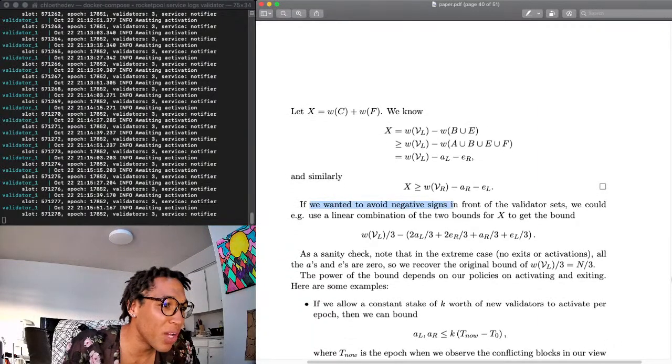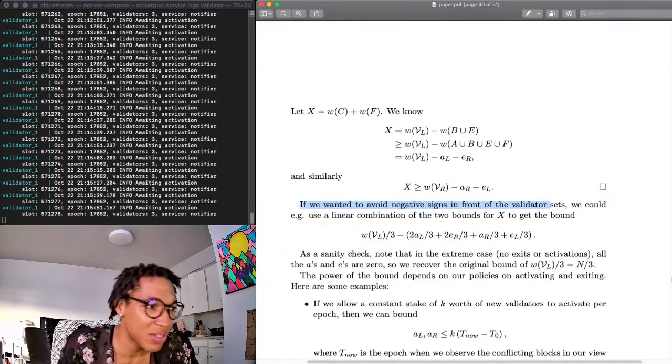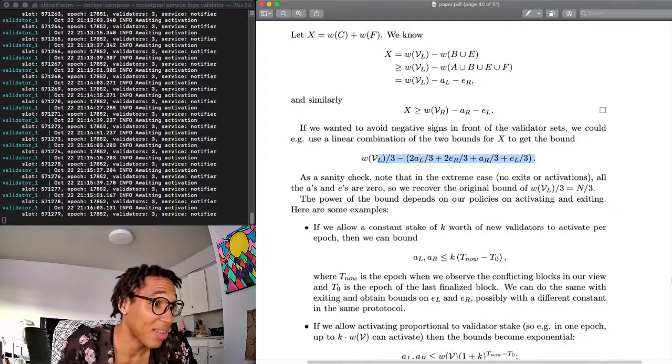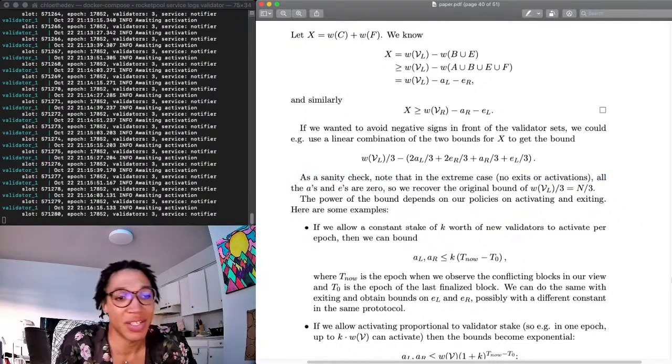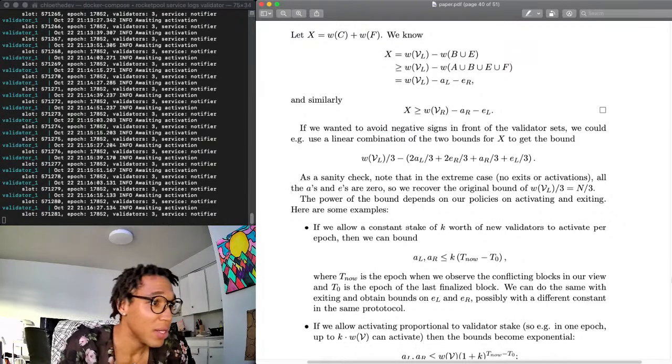If we wanted to avoid negative signs in front of the validator sets, we could, e.g., use, again, you're just trying to take away the negatives in front of here, and then you could change it and write it out this way, just math. As a sanity check, note that in the extreme case, no exits or activations, all the A's and E's are 0. So we recover the original bound of n over 3. So if there's no exits or activations, it's honestly fine. And as you have exits and activations, you could check the math as you add different variables there.